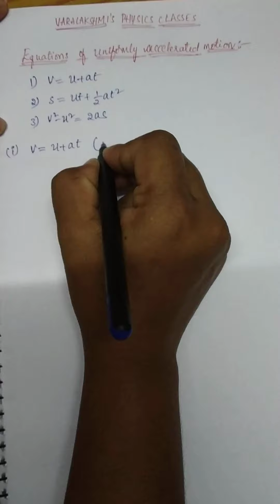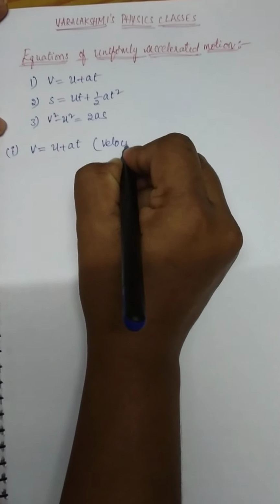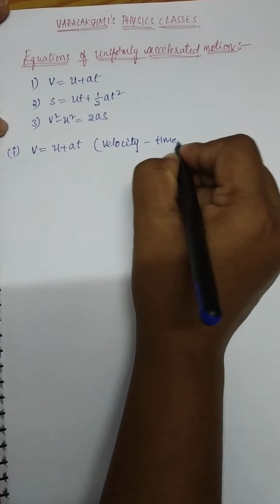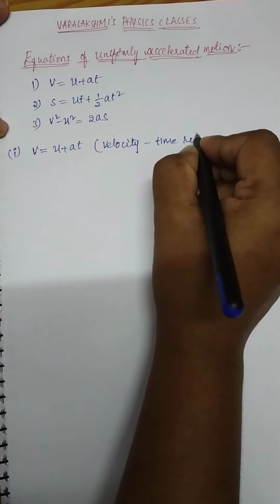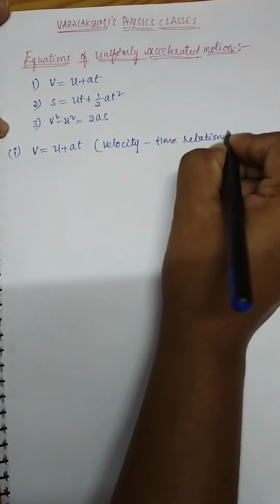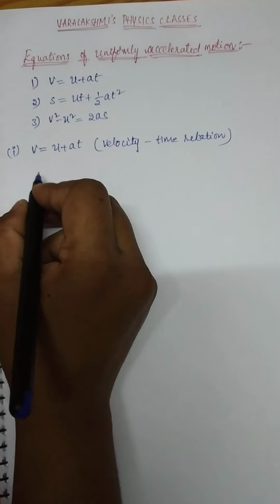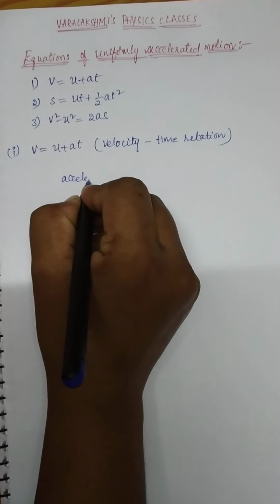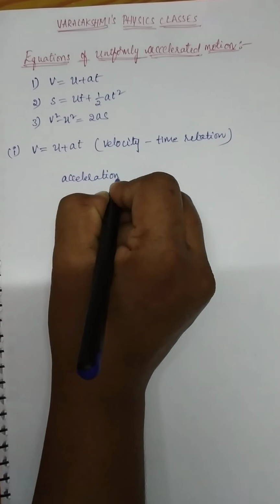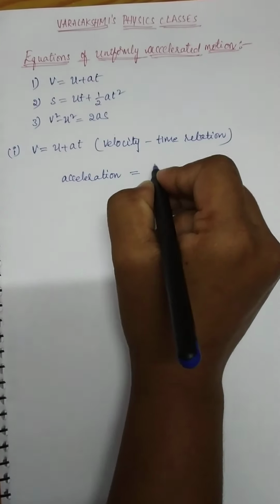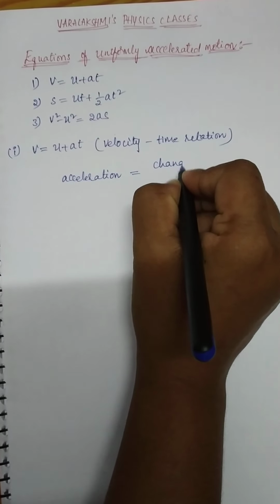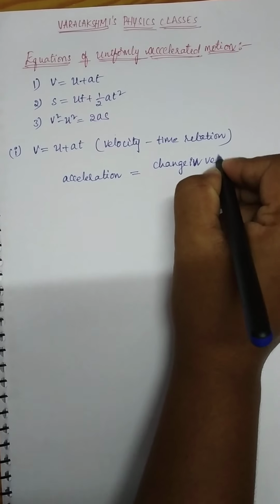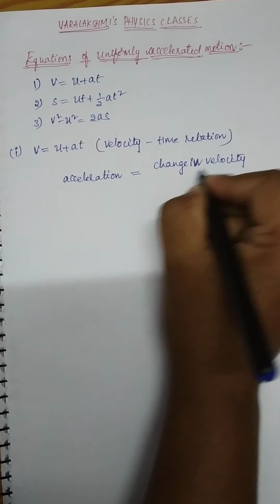This equation is also called as velocity time relation. Now let us solve this equation. We know the formula for acceleration. Uniform acceleration, and acceleration is equal to change in velocity upon time.